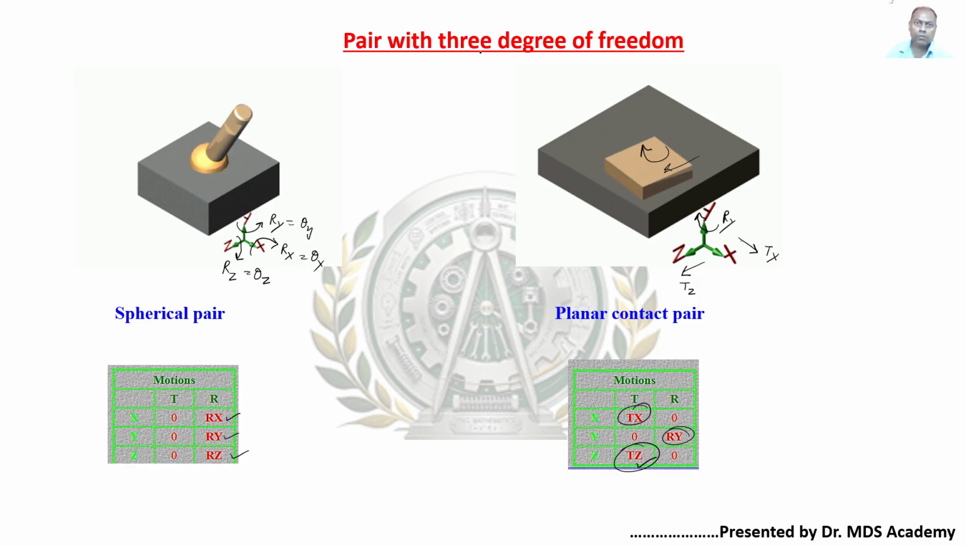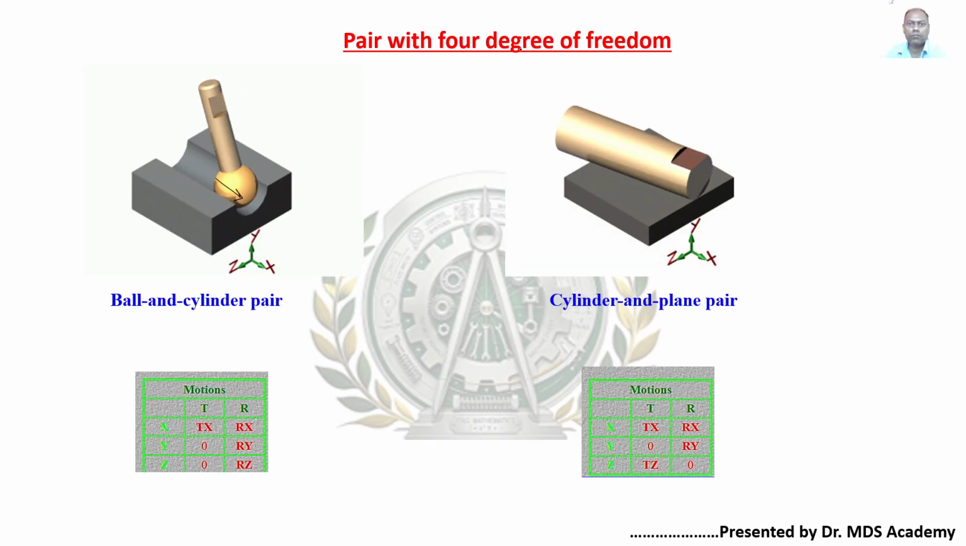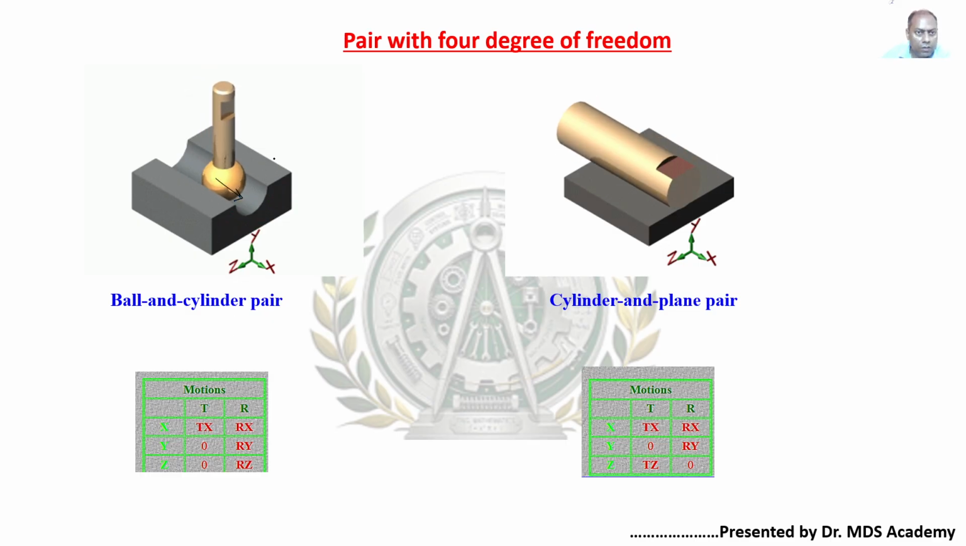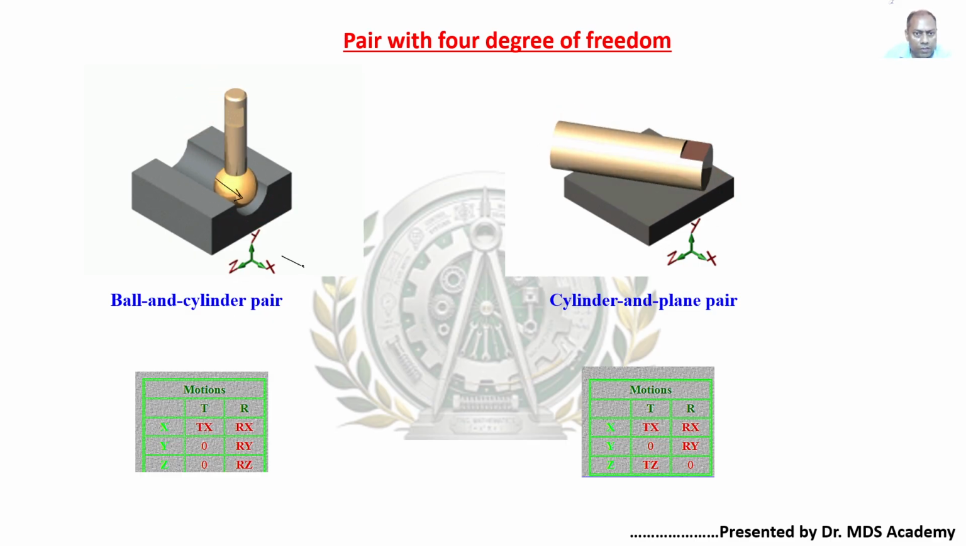So that's why this case belongs to the 3 degrees of freedom. Now, 4 degrees of freedom. In the next slide, see here, we have three axes: x, y, z. Along this x-axis it is doing translation motion. That's why Tx is present.